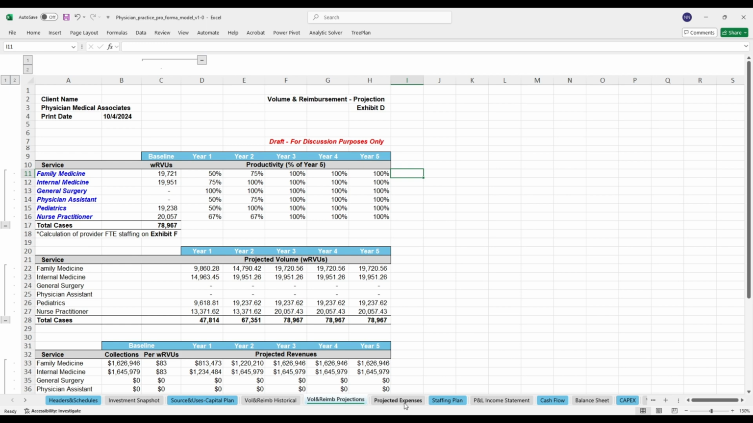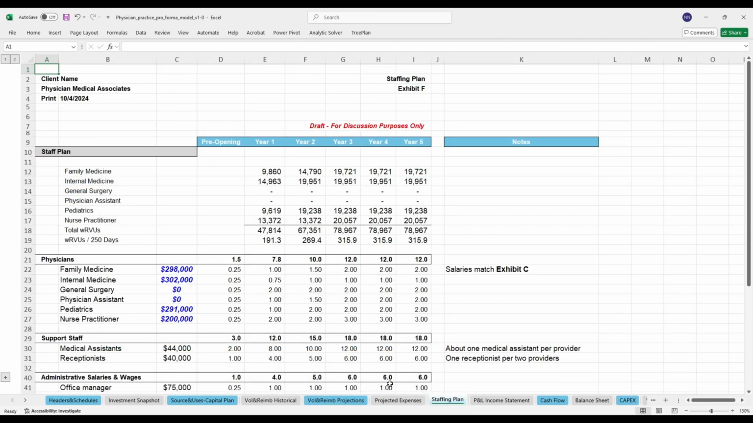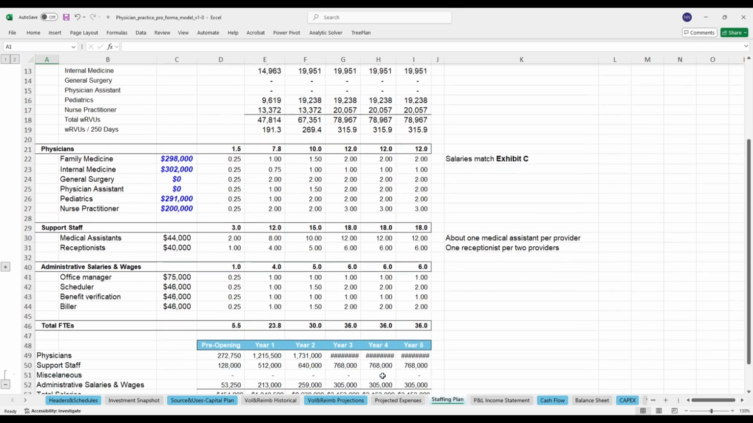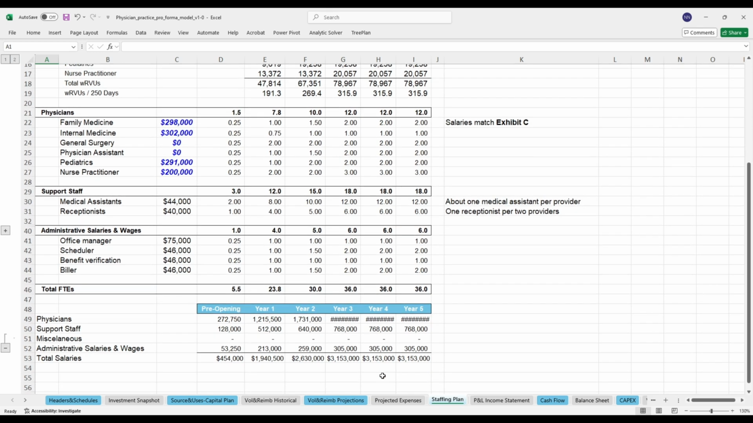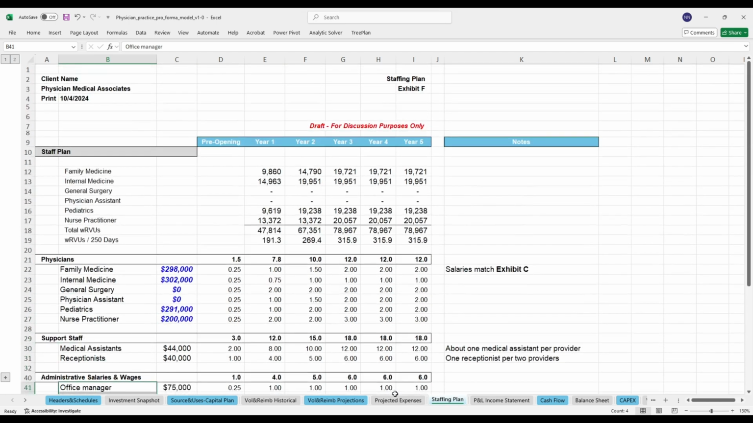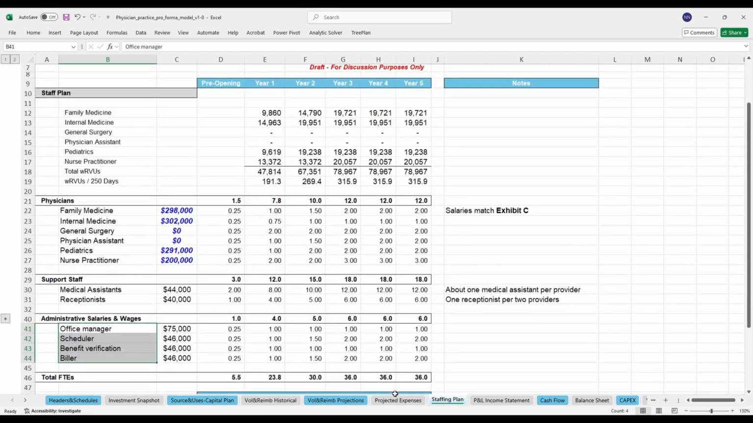I want to skip ahead one worksheet to the staffing plan. The staffing plan lets you plan out for the number of full-time and part-time professionals you have in each role. That includes physician specialists and APPs, as well as support staff like medical assistants and receptionists, schedulers, billing folks, and other office staff. You can increase or decrease the number of FTEs in each role and set standard salaries here that will flow through into the projected expense worksheet.